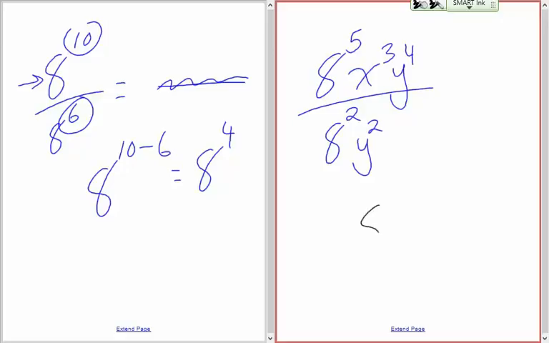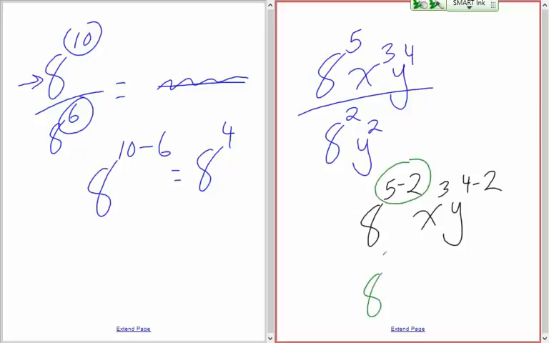So I can go 8 to the 5th minus 2, and I'm just going to leave x to the 3rd, and then I get y to the 4th minus 2. Is this okay? Are we good on that? And so let's do it. What do I get here? 3. So I get 8 to the 3rd.